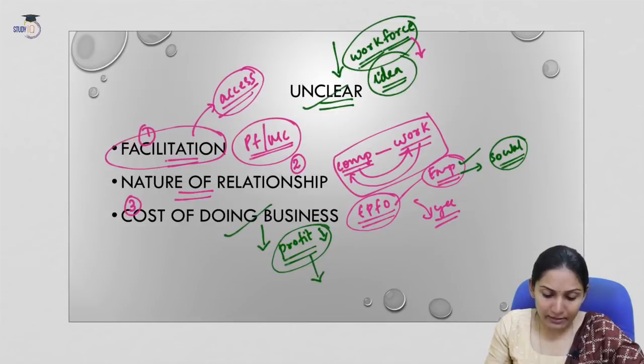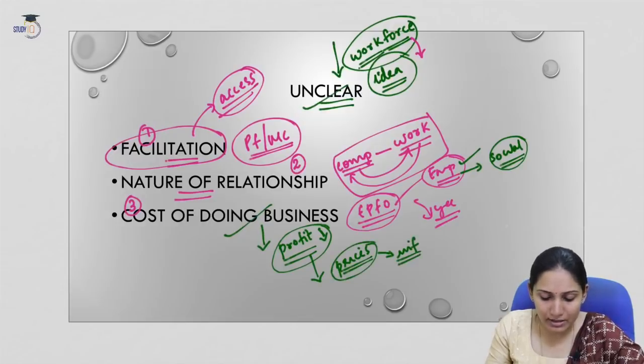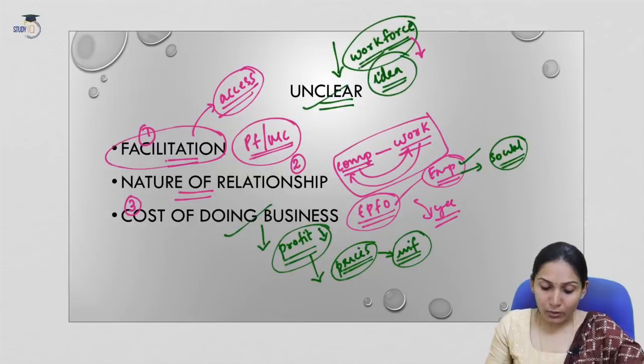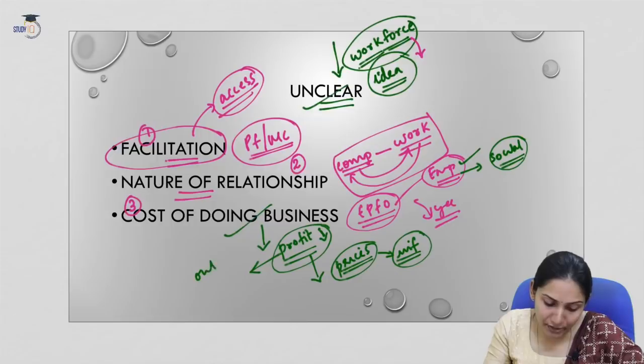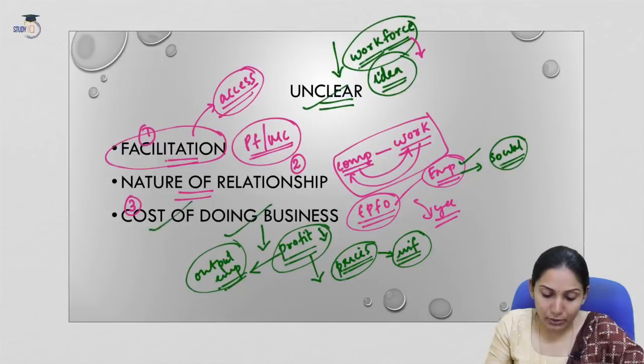This will force the employer to increase the prices of the final goods. Whether it is goods or services, the prices will go up. This will create an inflationary situation in the economy. And also when the profit margin comes down, there can be an impact on output and also employment generation. So these are the things that have to be kept in mind. So the cost of doing business will go up again.